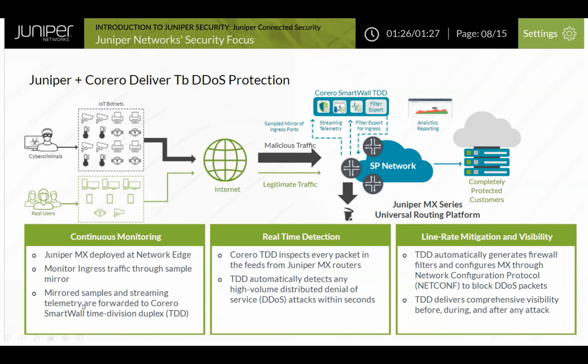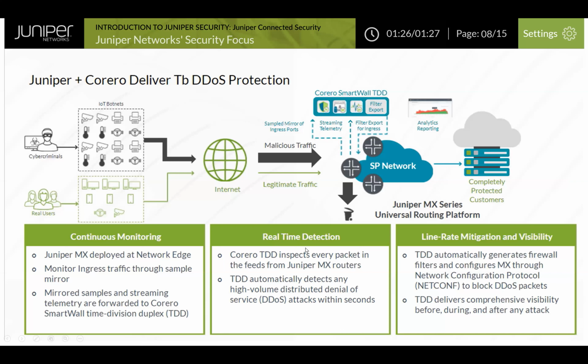Mirror samples and streaming telemetry are forwarded to Corero SmartWall Threat Defense Director. And this is the continuous monitoring. This is only the monitoring. And the second part is real-time detection. Corero TDD inspects every packet in the feeds from Juniper MX routers. TDD automatically detects high-volume distributed denial of service attacks within seconds.